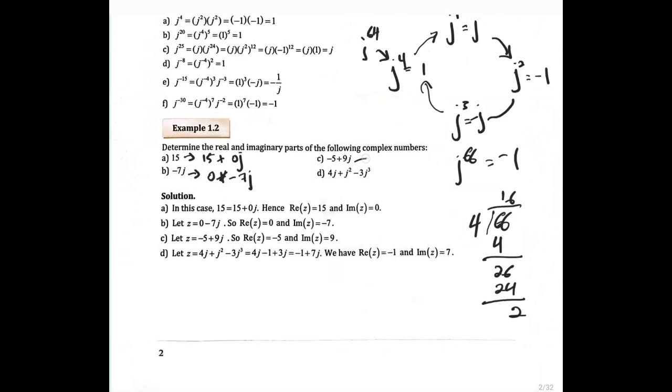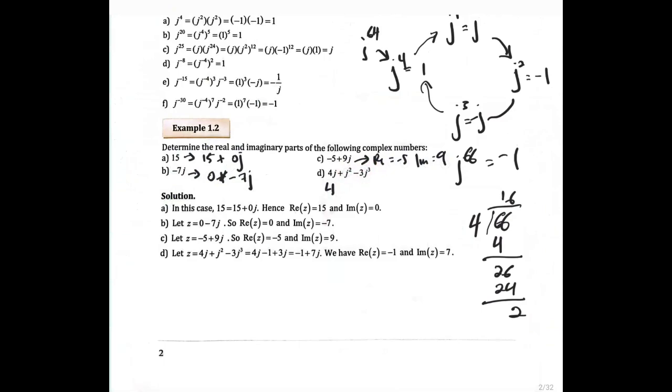The same goes for this one. It is already complete, so we can just define the real value as negative 5 and the imaginary value as 9. And as for D, it is a little bit more tricky. So let's try to figure out how to do it. We have higher powers of j here. As you can see, we have j squared and j to the power of 3.